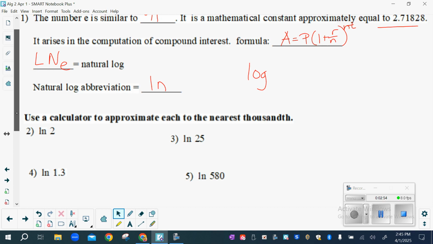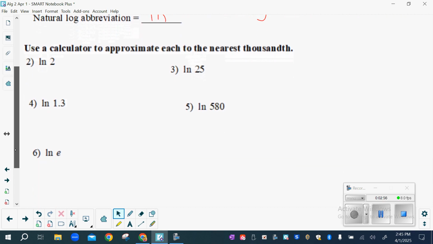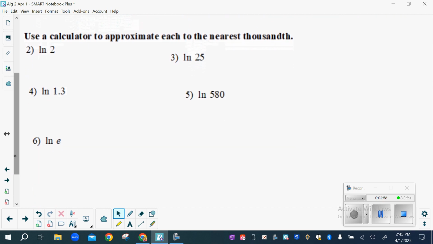Okay, so what you're going to do is use your calculator to approximate each of these to the nearest thousandth. So thousandth would be 3 decimal places after the decimal point. So go ahead and do that on your calculator. Get a calculator if you don't have one. You will need one for today.